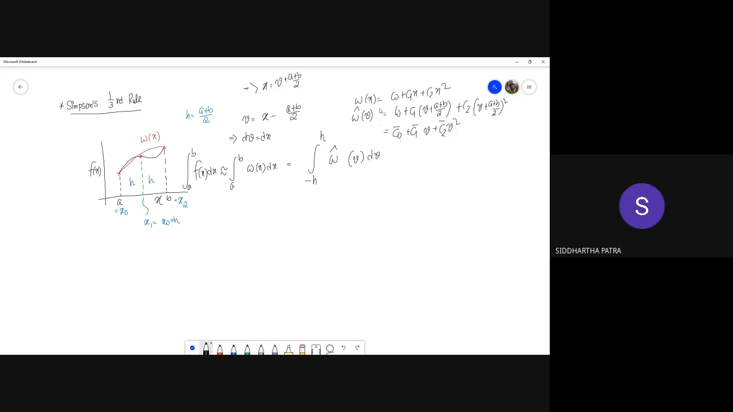If w(x) equals c0 plus c1x plus c2x squared, is w a constant? W is not a constant. W is a function of x. W is that parabolic function, that quadratic function. All I'm trying to say here is the functional relationship of w with x and v differ. Hence, I'm representing w of x as w hat of v.